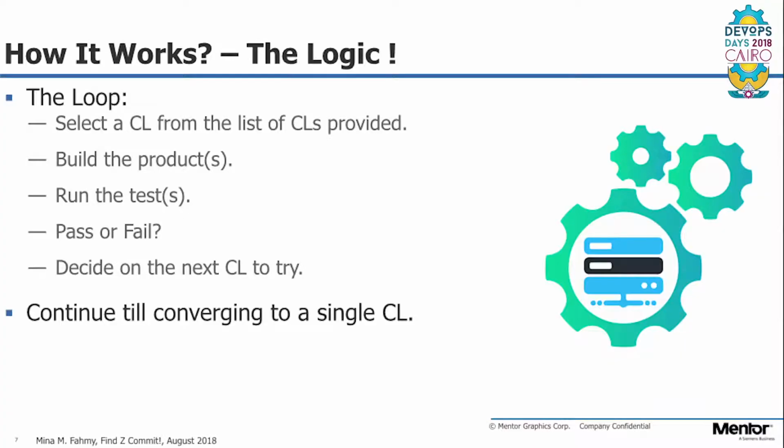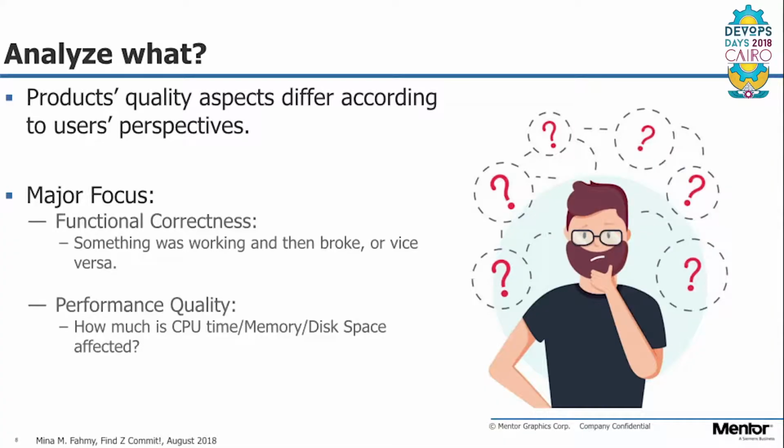The logic itself is just a simple loop. It consists of a binary search loop where you start with selecting a change list from a list of provided CLs, and you build your product, run the tests, apply the pass-fail criteria, and then decide on the next CL to try based on the pass-fail criteria. And you continue this process till you converge to a single CL.